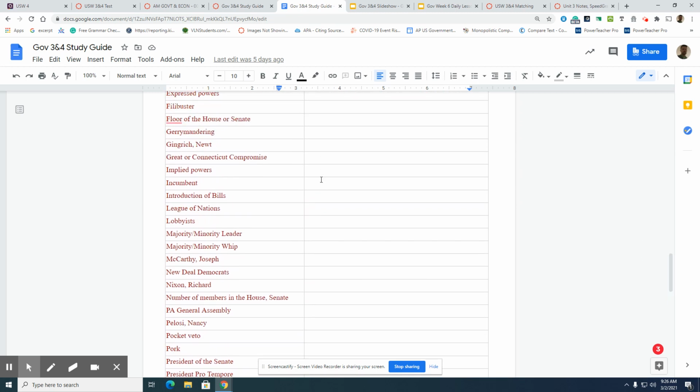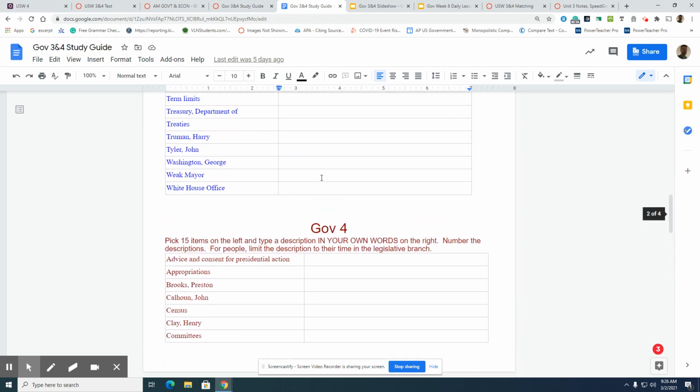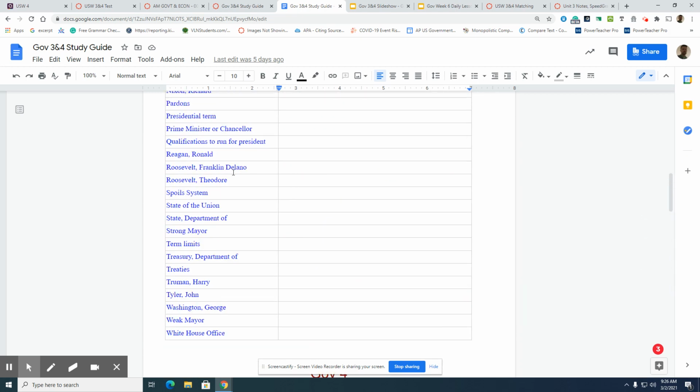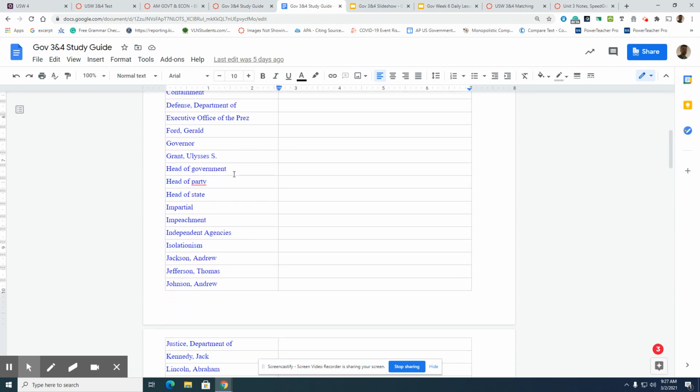Once again, I would recommend picking ones that don't look familiar to you, because this should help you study for the test. It wouldn't make much sense to define ones that you already know. And by the way, this also would be in reference to just this unit.